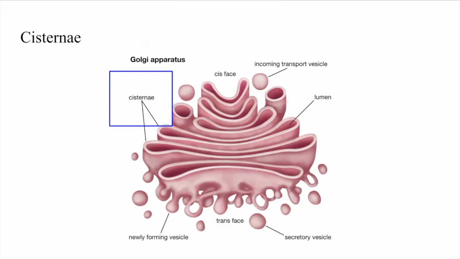Something else to mention is that the rough endoplasmic reticulum also has these cisternae, and they serve the same purpose. One way that proteins are modified is by the process of glycosylation, in which glycans are created and then attached to proteins and lipids to eventually be sent out to the trans phase.